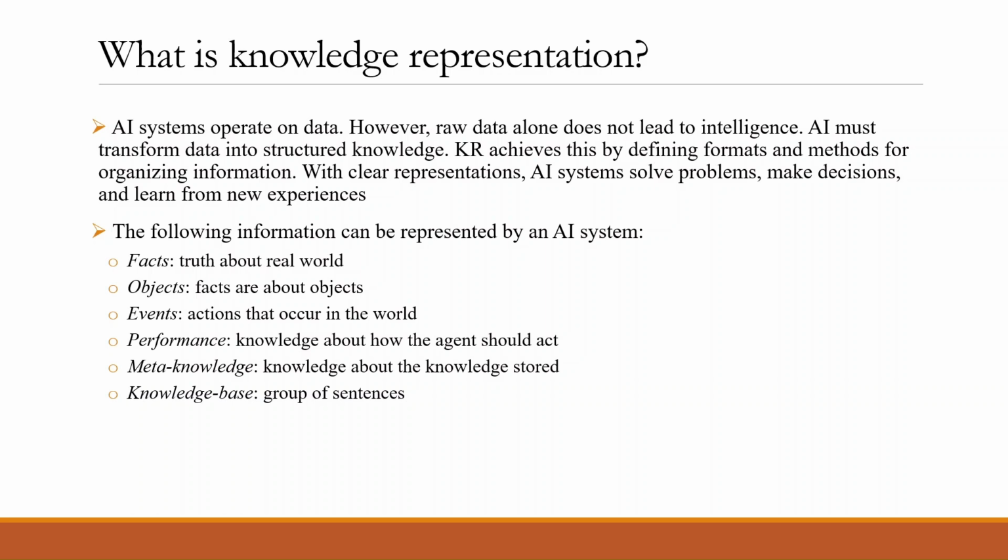The following information can be represented by an artificial intelligence system. Facts, these are truths about the real world. Objects, these are facts about objects. Events, actions that are occurring in the world. Performance, knowledge about how the agent should behave or act. Meta-knowledge, this is knowledge about the knowledge stored. And knowledge base, this is a group of sentences.